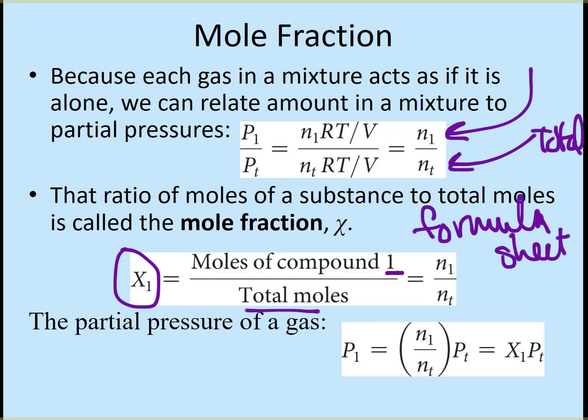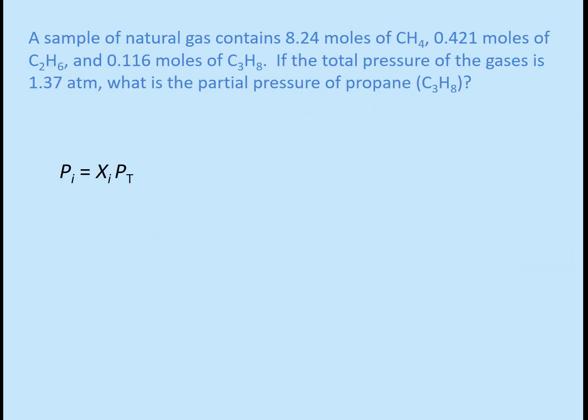Okay. To find the partial pressure of just one gas, you take the mole fraction of that gas and multiply it by the total pressure. So you're basically taking the mole ratio, or the mole fraction as it's called, and multiplying it by the total pressure. And then this will give you the partial pressure of your gas.